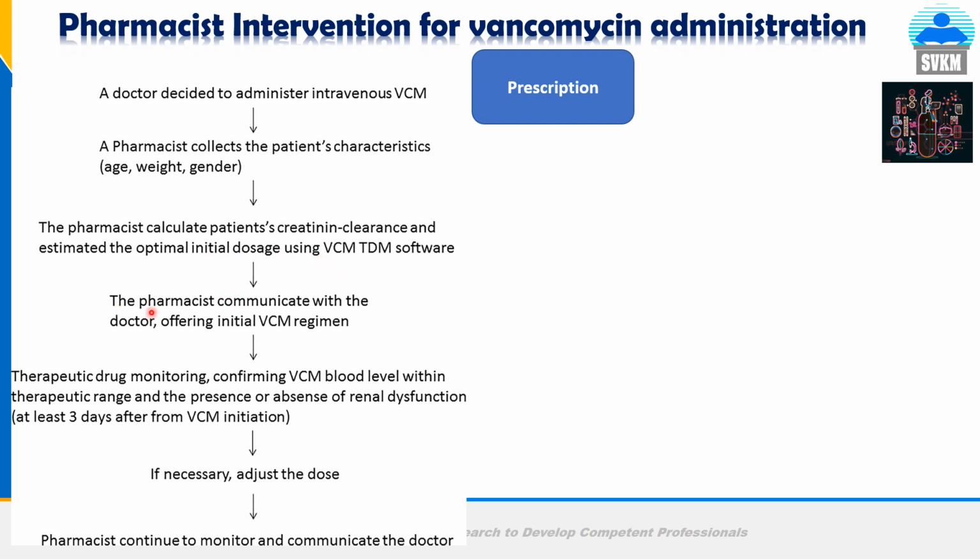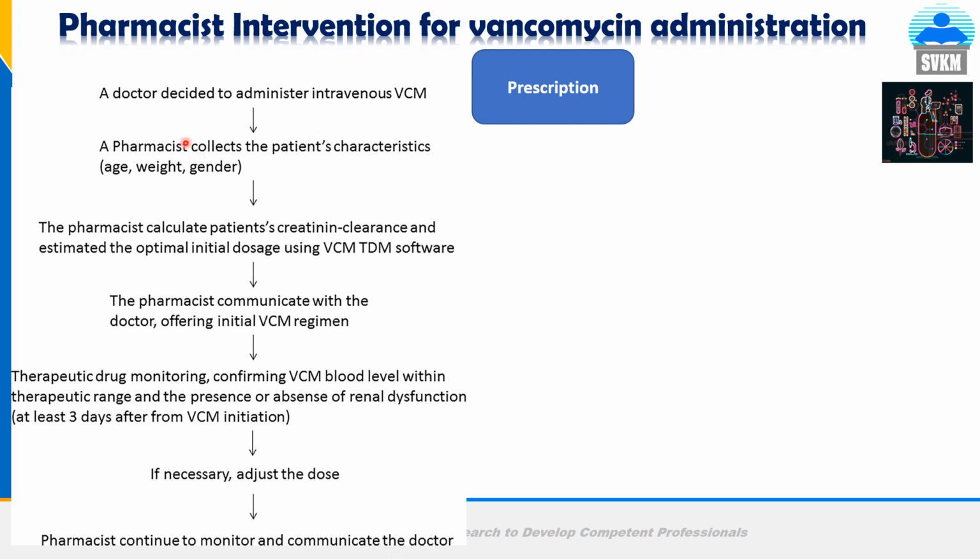The pharmacists communicate with the doctors, offering the VCM regimen. The therapeutic drug monitoring confirms the VCM blood level is within the therapeutic range and checks for the presence or absence of renal dysfunction, at least for 3 days after vancomycin therapy initiation. If necessary, the dose is adjusted, and if there is no need to adjust the dose, the pharmacist will continue to monitor and communicate with the doctor.